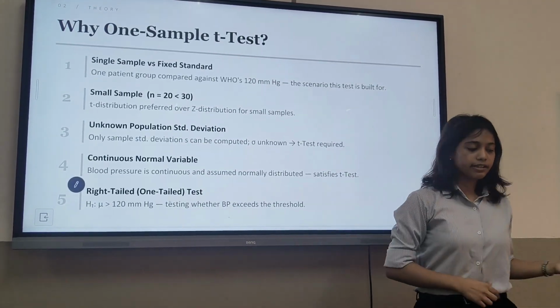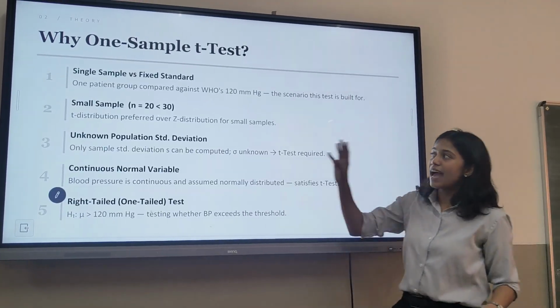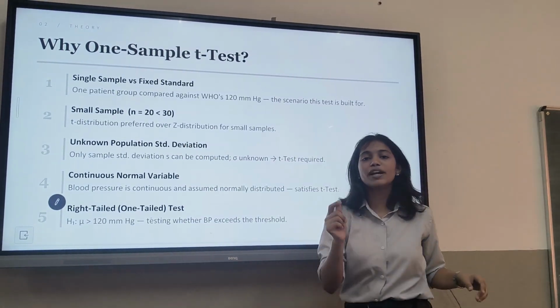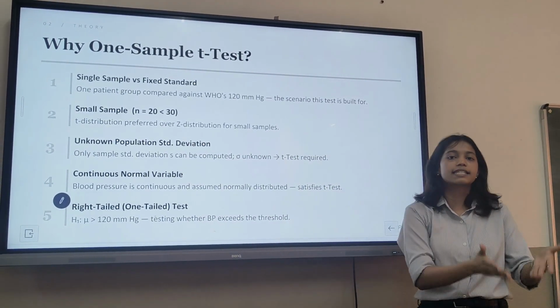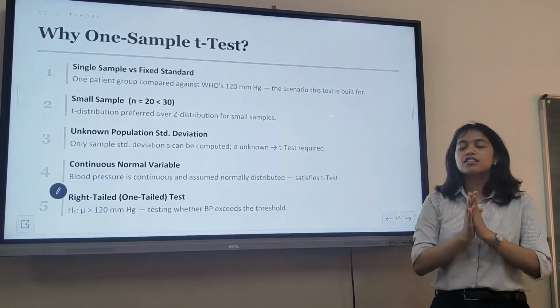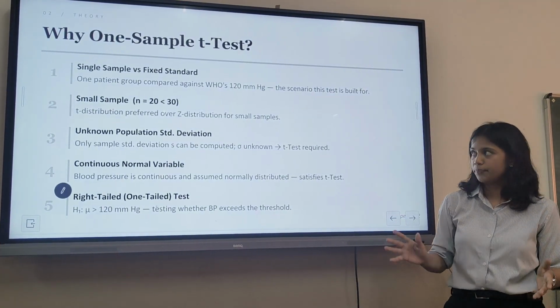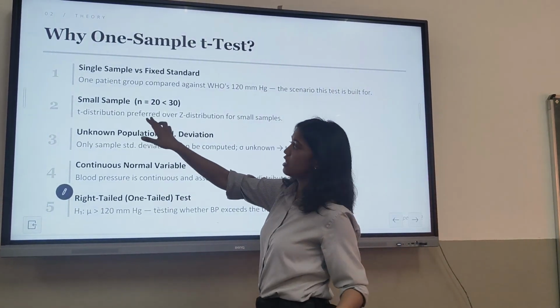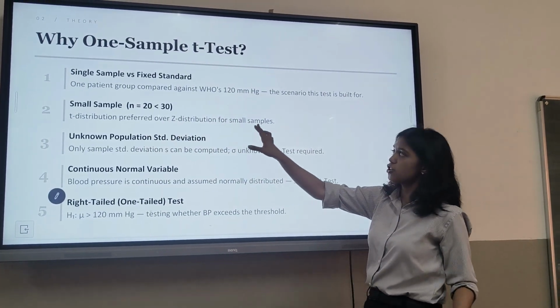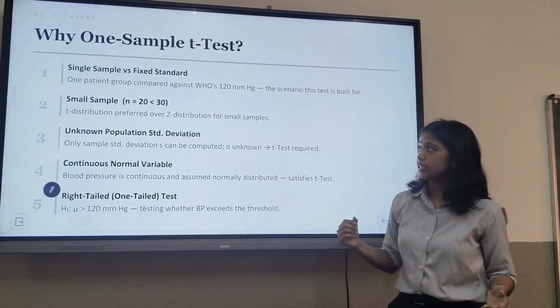Now, another reason we are using one sample t-test is, as we are looking here, the sample n is 20. You can notice when the sample is less than 30, we usually use one sample t-test, and that's the most optimal way to calculate our hypothesis testing. That's why t-distribution is preferred over z-distribution for small samples. So this was another reason why we prefer one sample t-test.